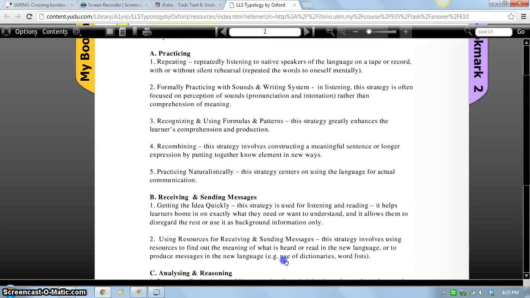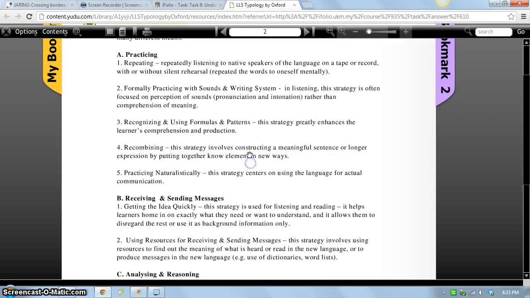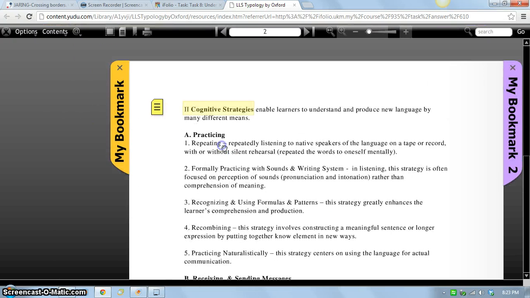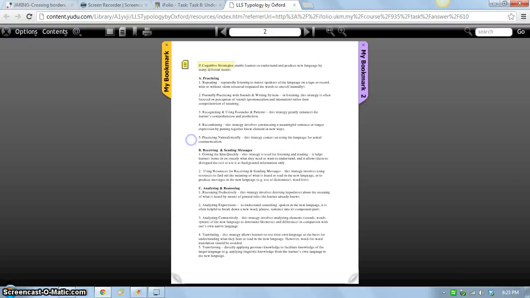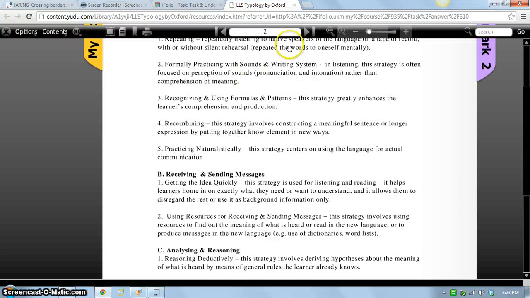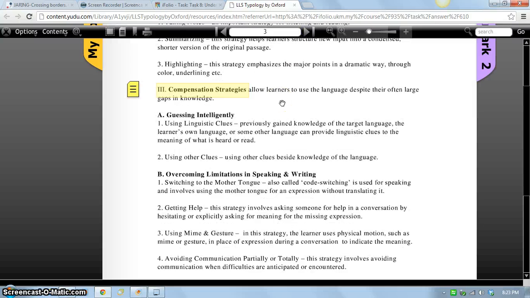For the second one, cognitive strategy, I put here the other meaning or definition. For example, cognitive strategy enables the learner to manipulate the language material in a direct way. What is a direct way? For example, practicing, receiving and sending messages, and analyzing and reasoning. For the third strategy, which is compensation, the same thing I did is I put the definition so that it would be easier for me to understand and to make this clear.